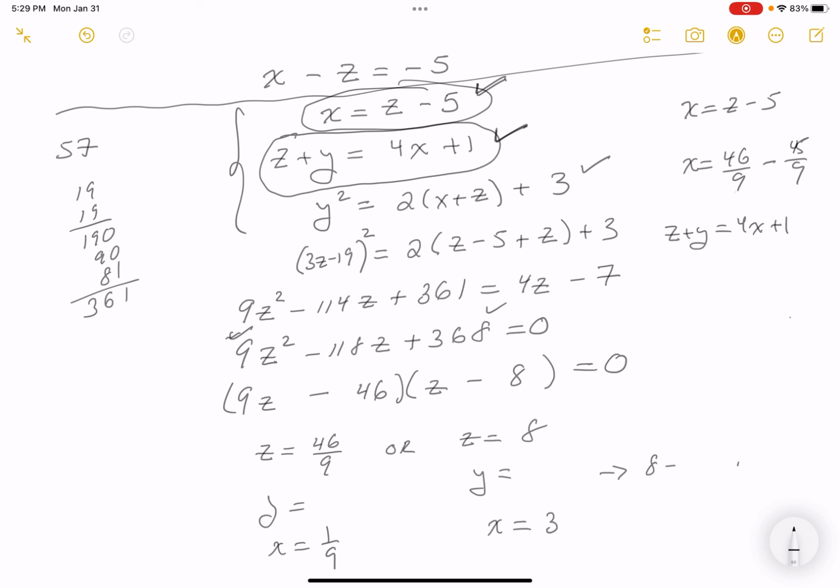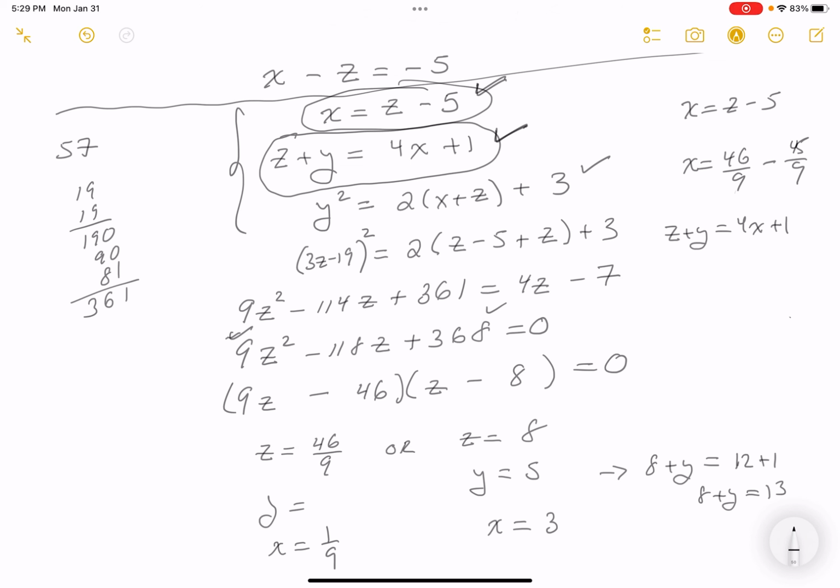Z is 8. 8 plus Y is equal to 4X. Well, what's 4 times X? 12 plus 1. And it's pretty easy. It's 8 plus Y equals 13. So what would that give me? That would have to be 5, right? I'll put this over here. So I also want to do the other one, and I'll write that down for you.